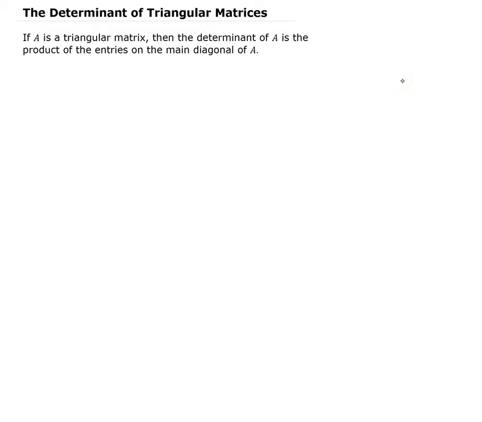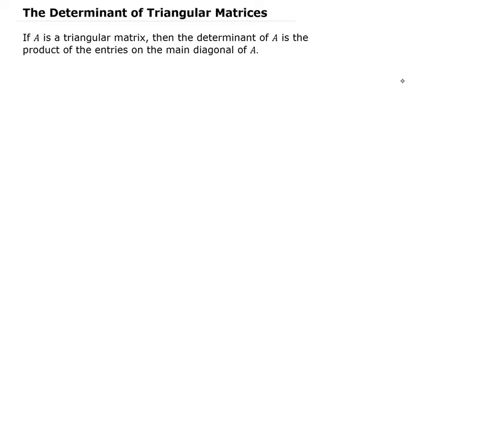Okay, in this lesson, I'm going to talk about the determinant of triangular matrices. So in general, if you have a triangular matrix, then the determinant of that matrix is just the product of the entries along the main diagonal of A. The matrix could be in upper triangular form or lower triangular form.